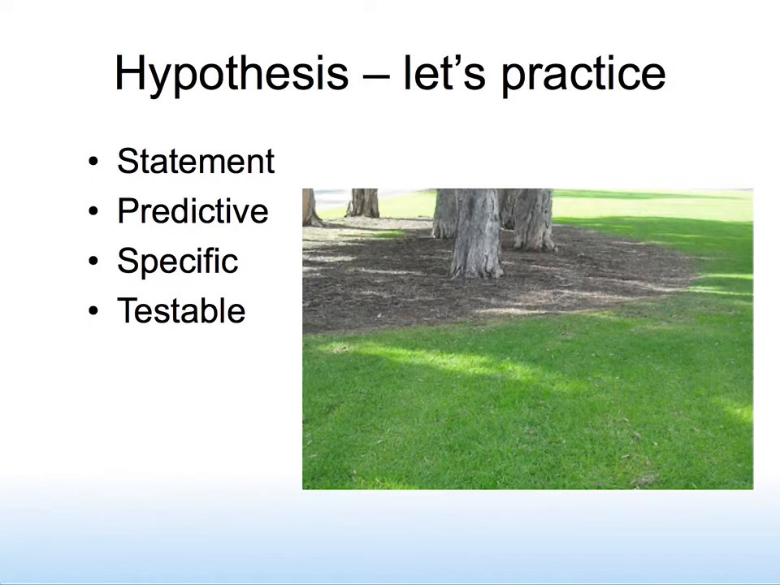Alternatively, perhaps the trees take so much water out of the ground, divert water away from the grass, and therefore there's not enough water there for the grass to grow. First hypothesis might be a lack of sunlight causes the grass not to grow around the tree. And we could test that, right? We could come in and artificially put some lights there and see if the grass starts growing. And that's a testable hypothesis. We've been very specific, we've made a prediction, and we've formed our hypothesis in the form of a statement.